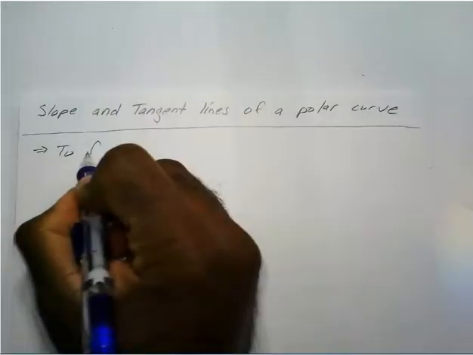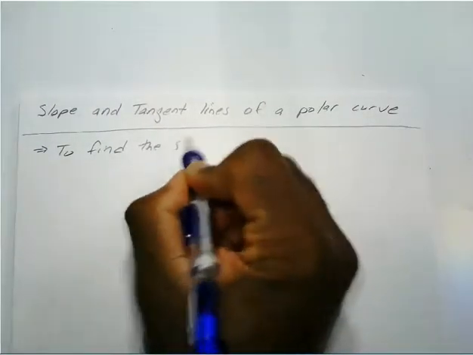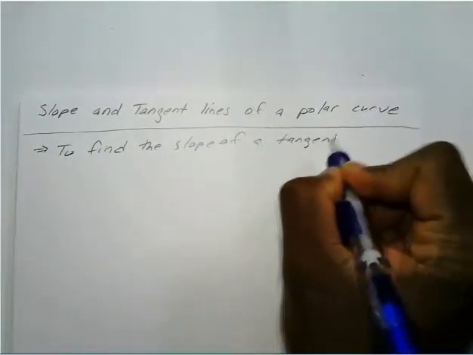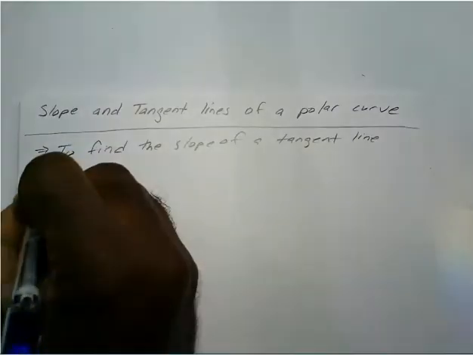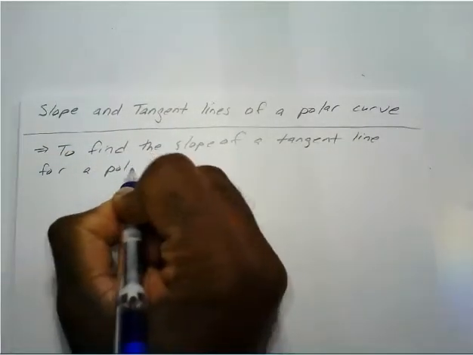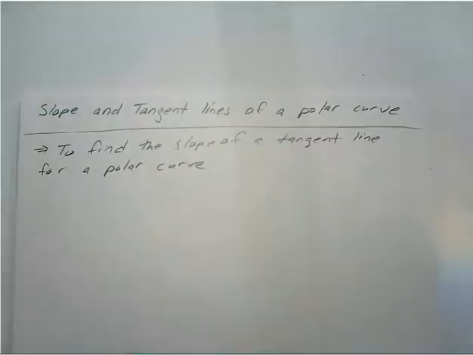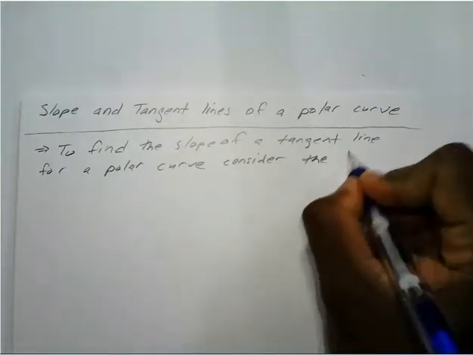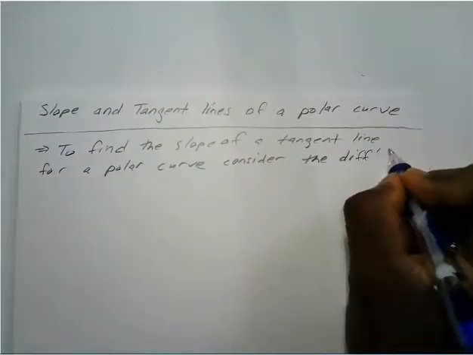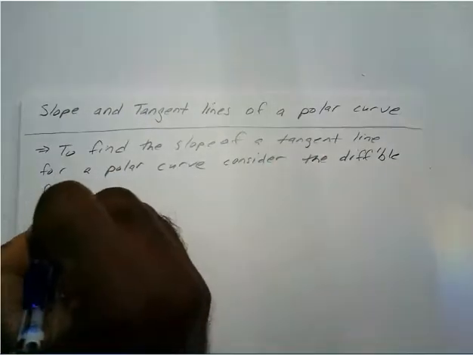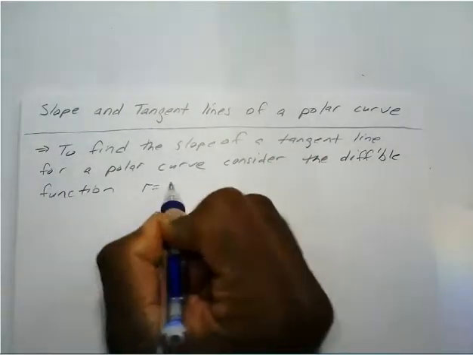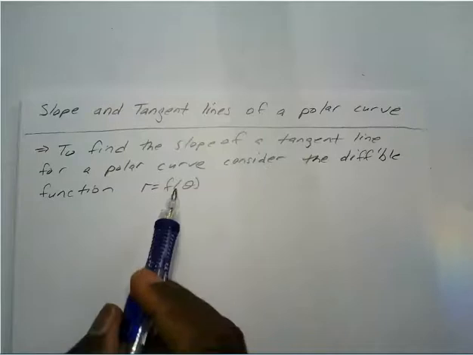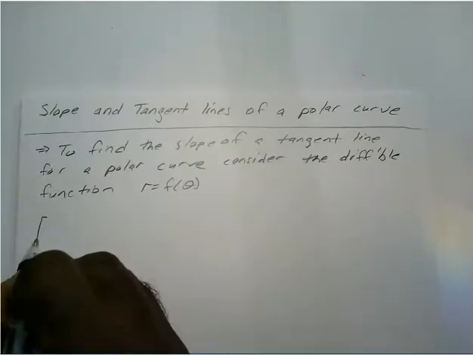Okay, so to find the slope of a tangent line for a polar curve, consider the differentiable function r is equal to f of theta. Okay, so now for your f of theta, you think about it this way.